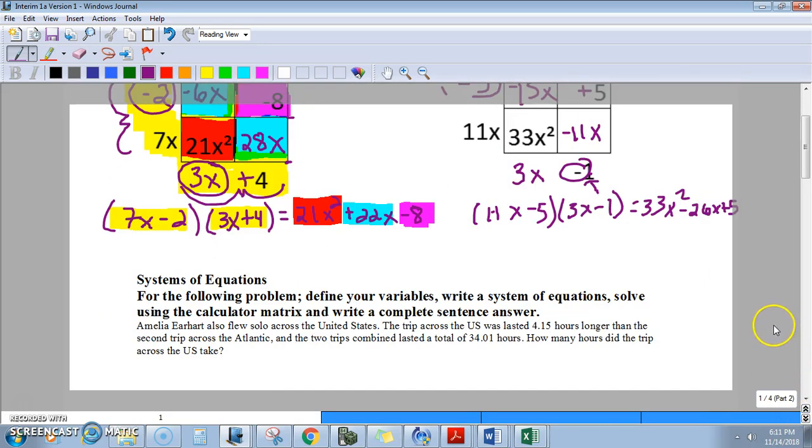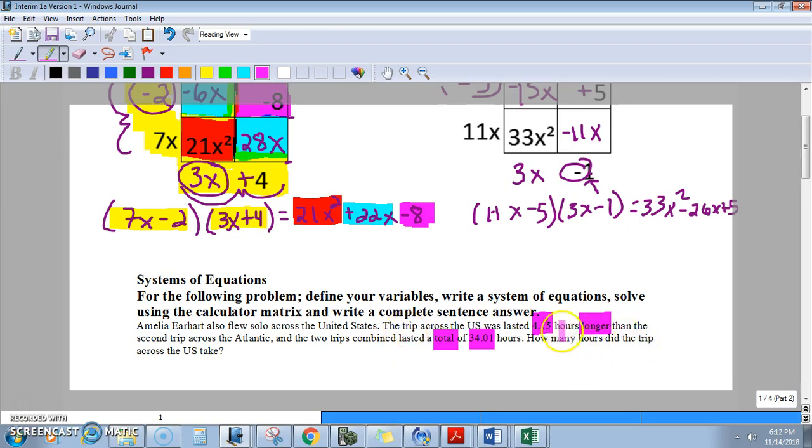All right, systems of equations, and then let's practice the calculator. So this is just like the one we did in class. Amelia Earhart also flew solo across the United States. Remember in class, we were talking about her flying just across the Atlantic. The trip across the U.S. lasted 4.15 hours longer than the second trip across the Atlantic, and the two trips combined lasted a total of 34.01 hours.